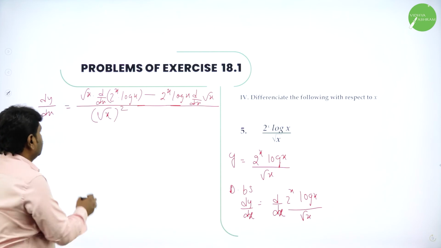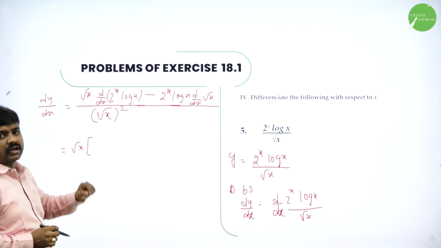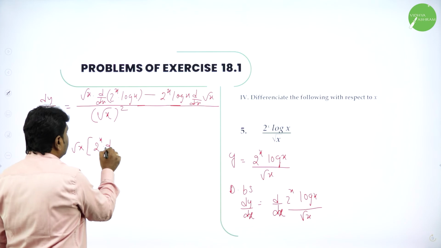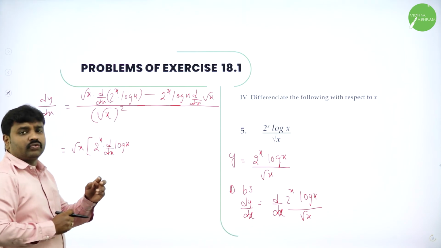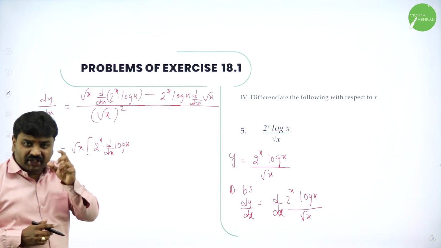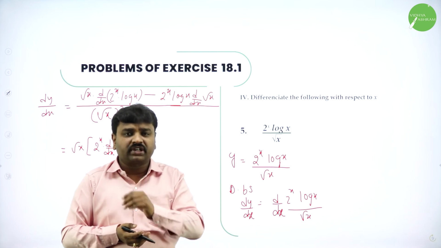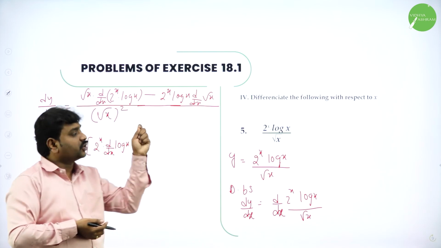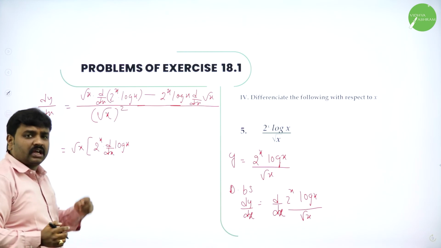Simplify this further. So root x into, use the product rule. When you have a product of two functions, use what rule? Product rule: first function into d by dx of second function plus second into derivative of first. They will not mention that you should use the product rule. You should observe there are two functions, one is 2 power x, the other one is log x. They are a product of two functions.